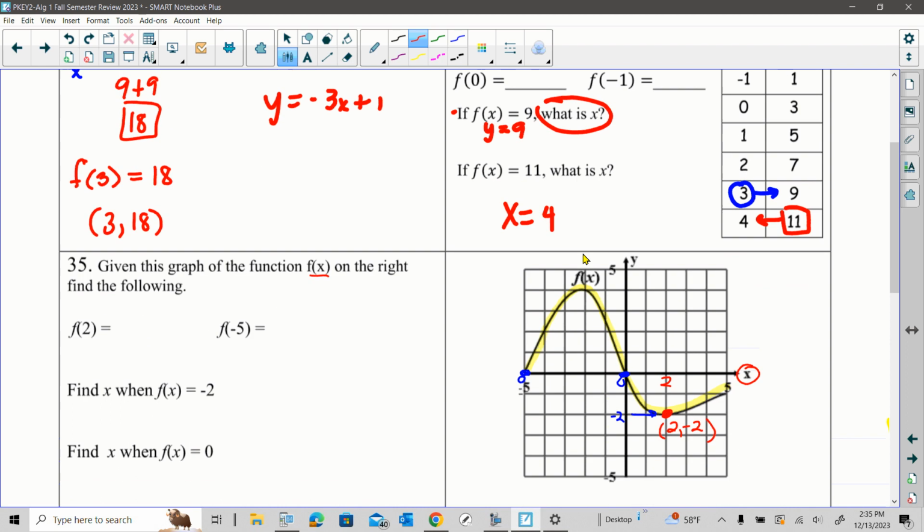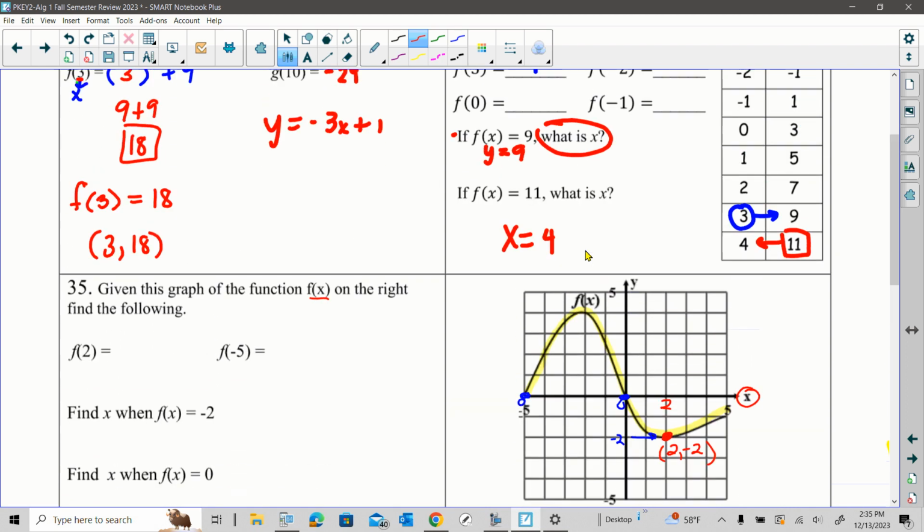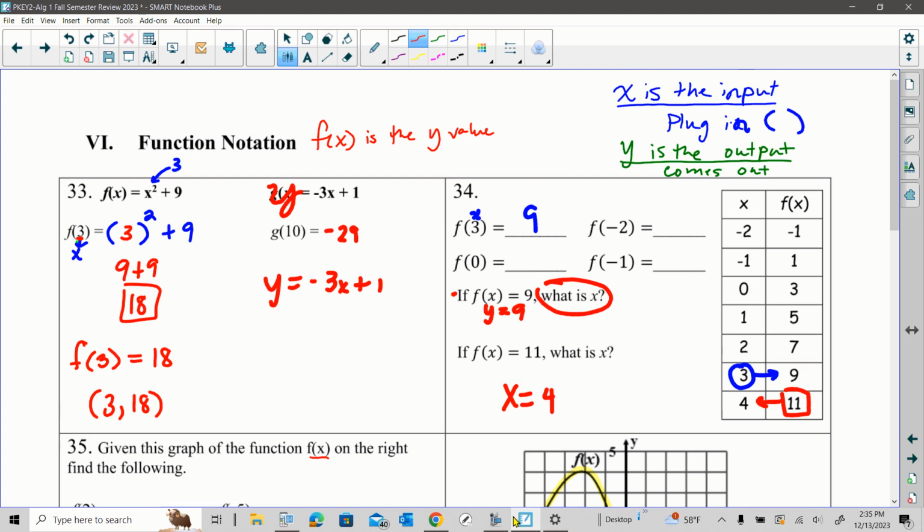On 35, they want you to use the graph to find the function. Okay. All right, hold on just a second.